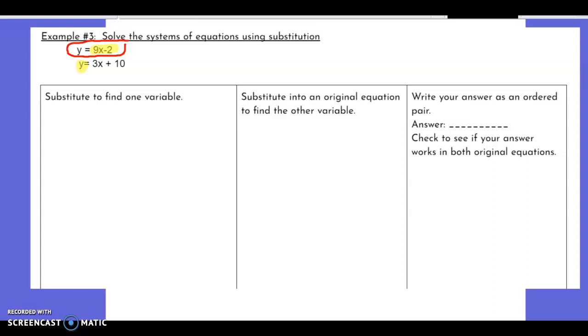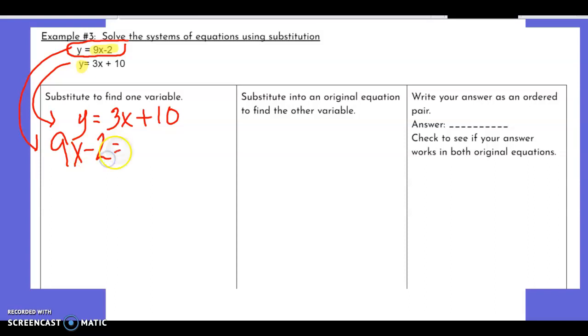So my second equation has y equals 3x plus 10. I'm going to take the y out, and I'm going to put in, from the top equation, the 9x minus 2. So this is what I have. Let me highlight so you can see what happens. This y came out, this 9x minus 2 went in. All because in the top equation we know y is the same thing as 9x minus 2.